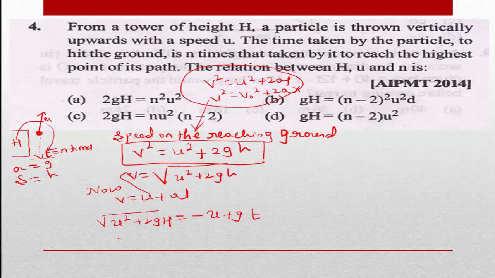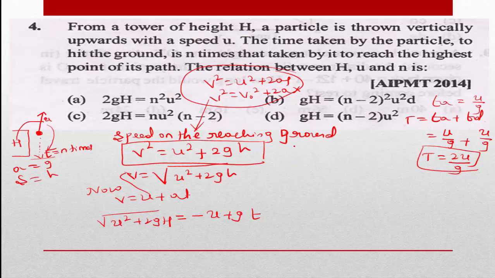Here, the time taken to reach the highest point. You know the standard formula: t is equal to time of ascent plus time of descent. Time of ascent is u divided by g, and time of descent is also u divided by g. We get the answer 2u divided by g. There is a standard formula to calculate the time of flight, or time taken by the particle to reach the ground. But here, the time taken to reach the highest point is t equal to u divided by g.